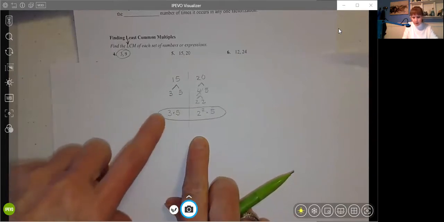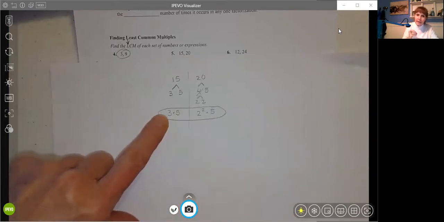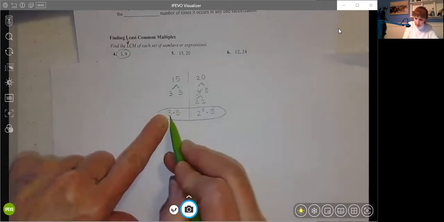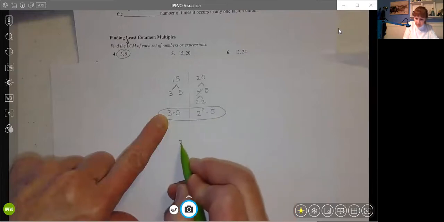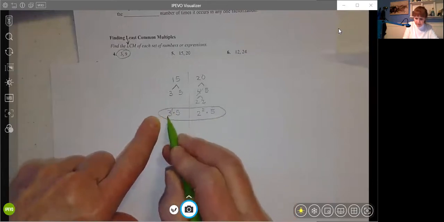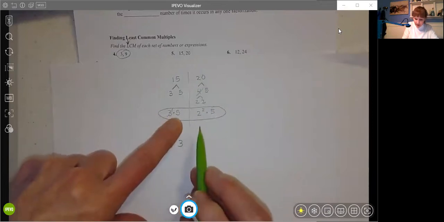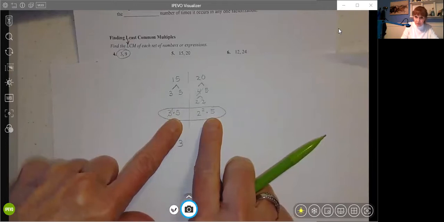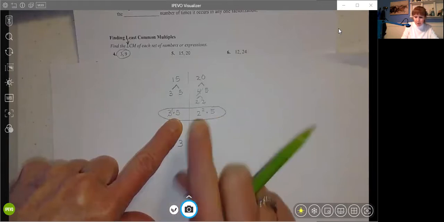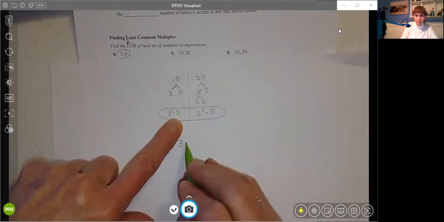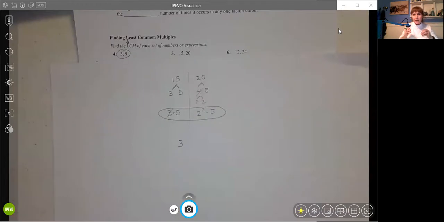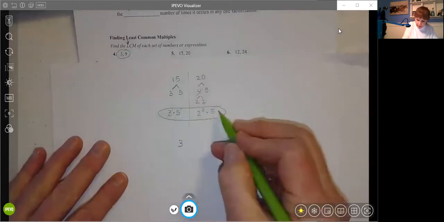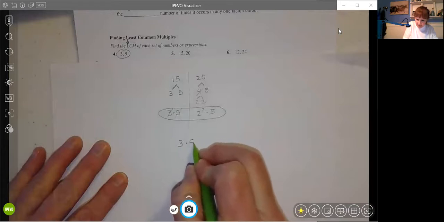So what we do is we look at a 3, and you'll always take the highest power if it occurs more than once. I have a 3 and no other 3, so I'm going to use 3 to the first. Okay, takes care of that. I have a 5 and a 5 to the first. Since they're the same, you'll use 5 to the first in your least common denominator. If you would have had a 5 squared, you would have used a 5 squared. You always have to have the highest power. So we're going to use times 5 to the first.